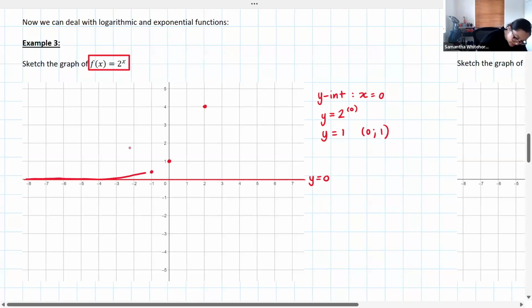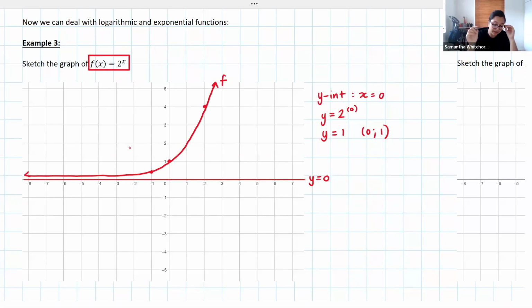I'm going to do my best to draw this as well as I can, and I did a really bad job. Yeah, slightly better. We're just going to roll with it. So this is our f function. Nice and easy, nothing too complicated. It is what it is.